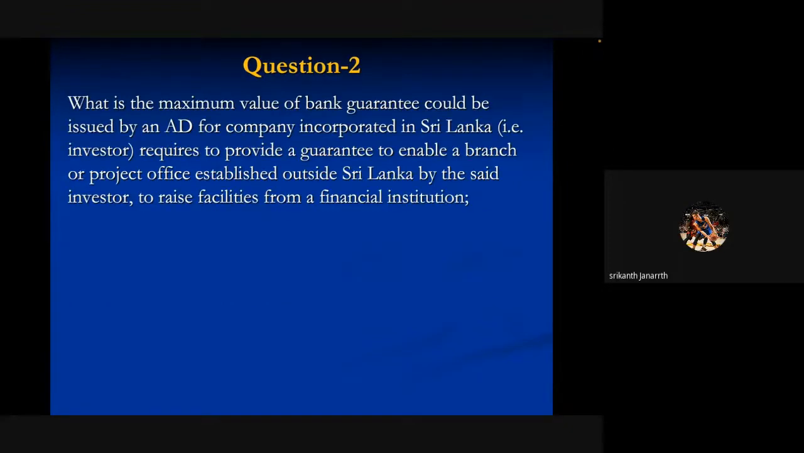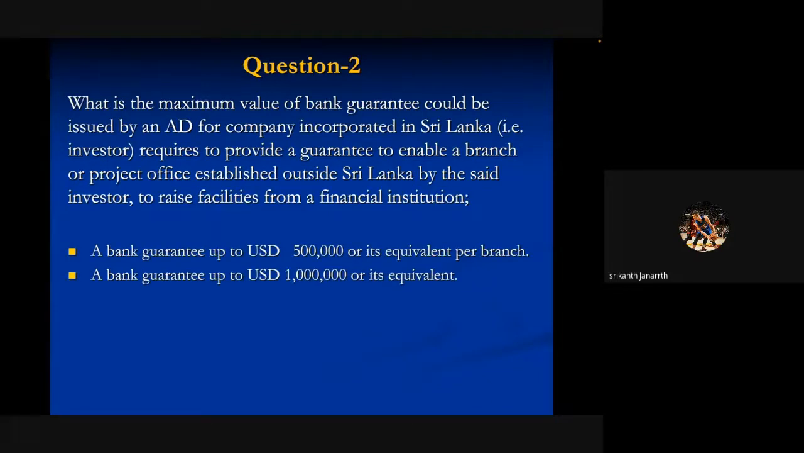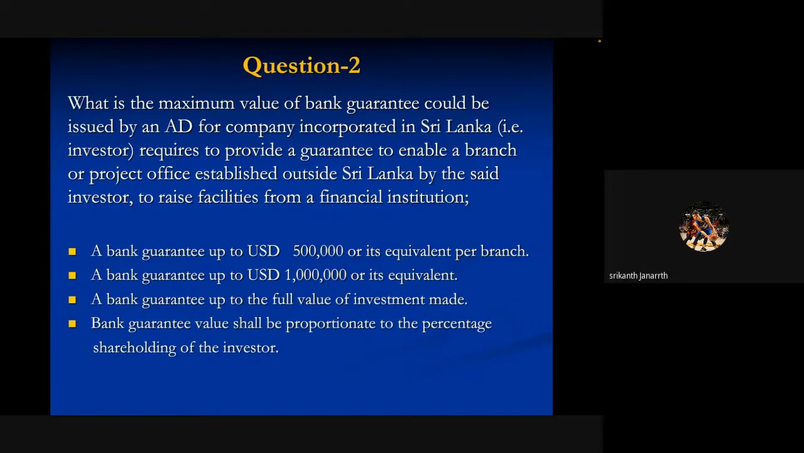Okay. Question number 2. What is the maximum value of bank guarantee that could be issued by an AD for a company incorporated in Sri Lanka, required to provide a guarantee to enable the branch or project office established outside Sri Lanka by the said investor to raise the facility from the financial institution? Branch office, what is the amount? A bank guarantee up to 500,000, a bank guarantee up to 1 million or its equivalent, a bank guarantee up to the full value of the investment made, or a bank guarantee value proportionate to the percentage of shareholding of the investor. What is the answer? Look at the question.